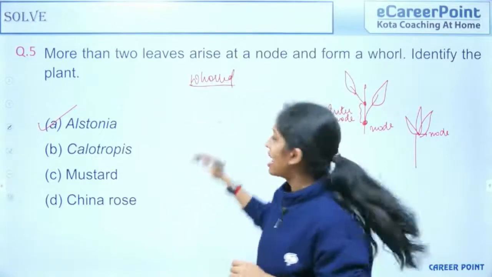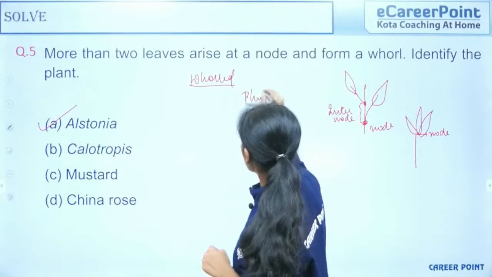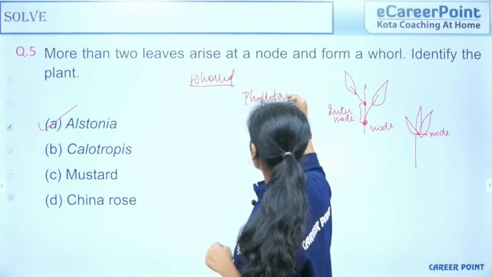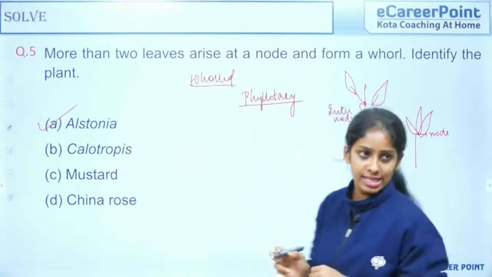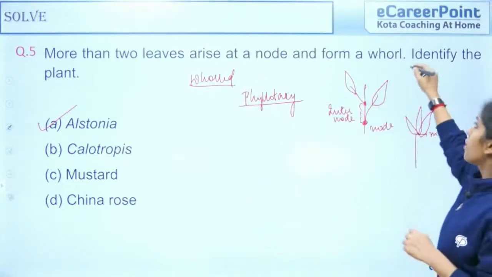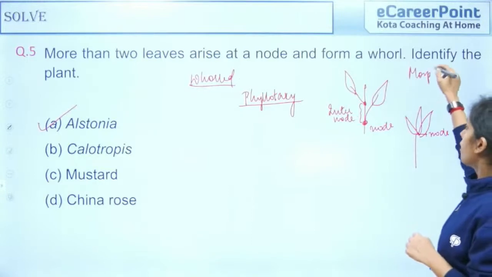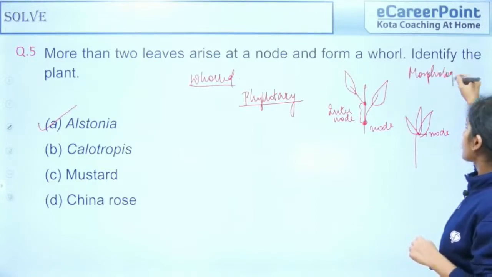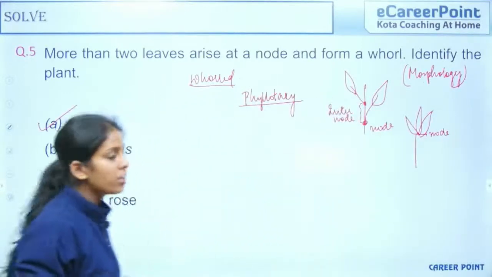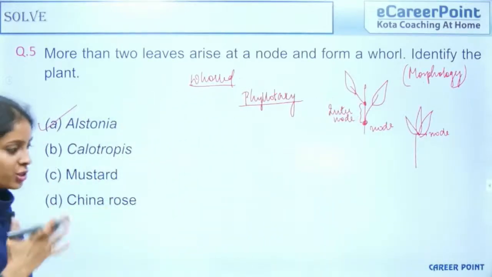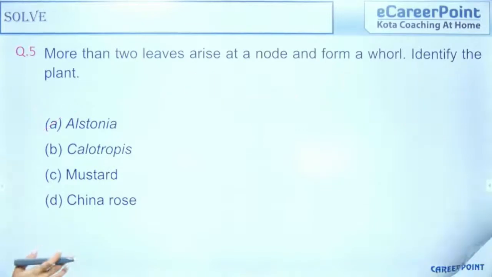So what is phyllotaxy? Phyllo is leaf, taxy is arrangement. So arrangement of leaves on the stem is your phyllotaxy. Alright, so this comes from the chapter Morphology of Flowering Plants. Done. So first 5 questions are done. We have 25 questions, so first 5 are done. So 20 more questions left.